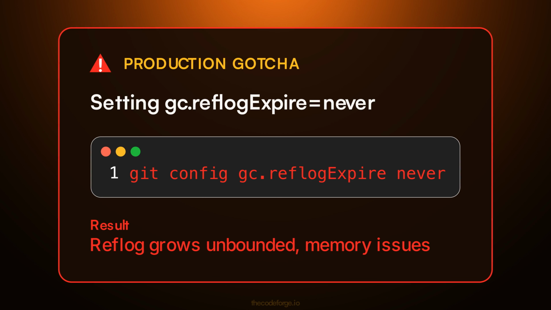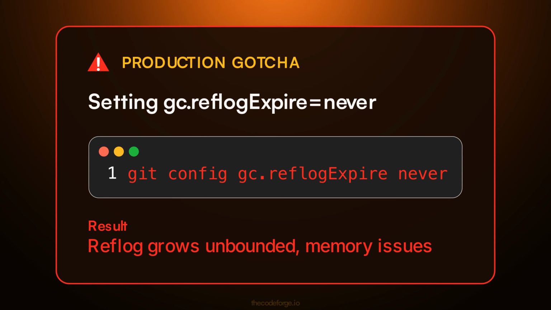Don't set gc.reflogExpire equals never for critical repos, that's dangerous. Instead, set gc.reflogExpire equals 90 days and gc.reflogExpireUnreachable equals 30 days. That gives you 90 days to recover any commit, even if unreachable.